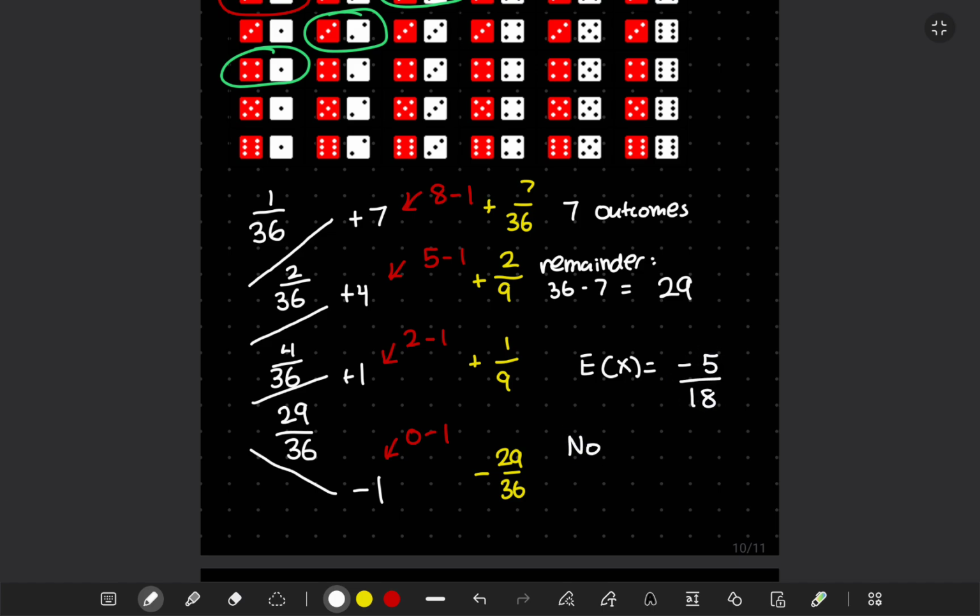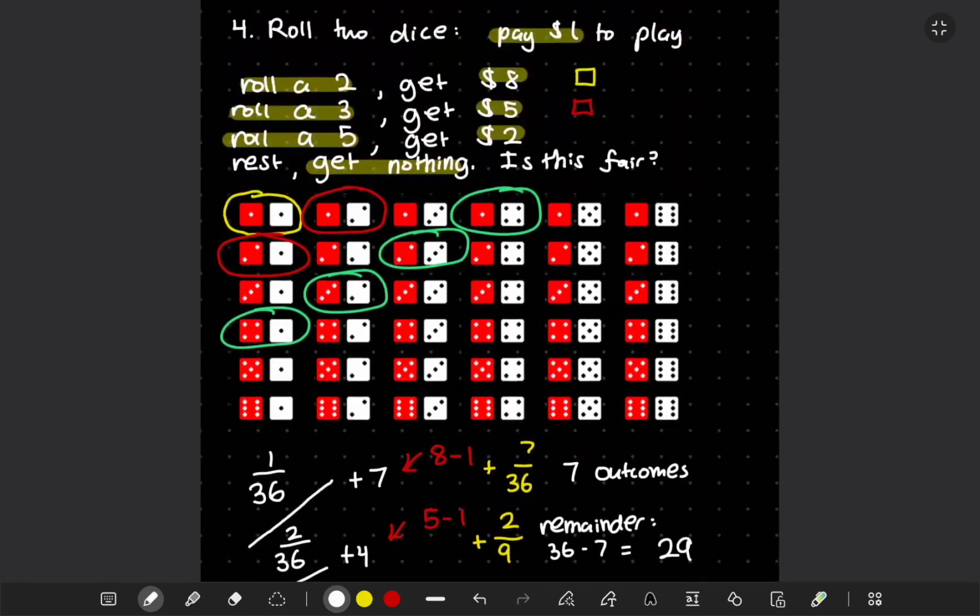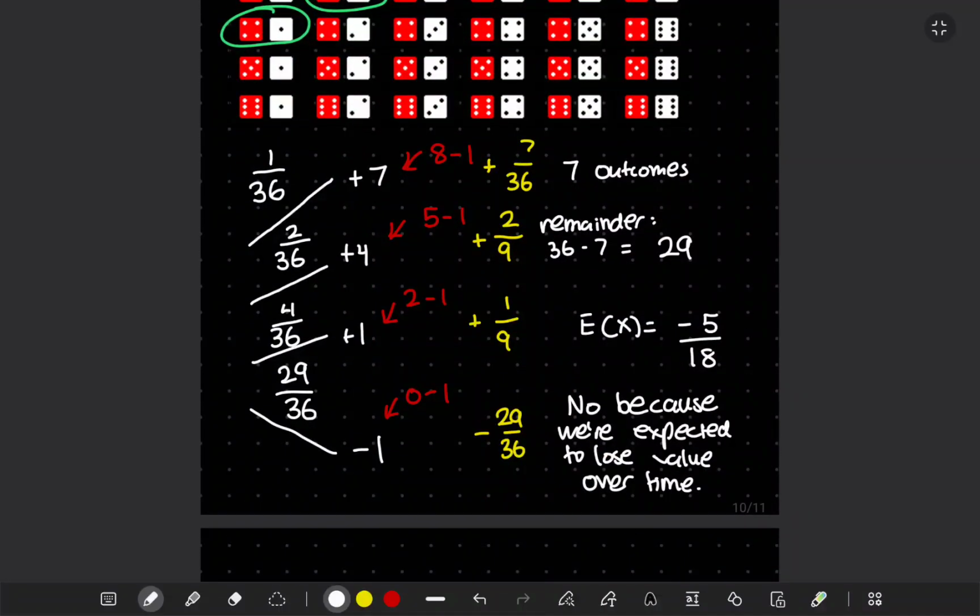So is this game fair? We say no, and we're going to do the exact same sentence as number 3. No, because we're expected to lose value over time. This is usually my default sentence when I either say yes or no, because overall, you're not actually losing 27 cents. In reality, you're actually losing a lot more money for the most time. But it says over time, we'll be kind of losing this so much. If we do it multiple times, we'll see what happens.